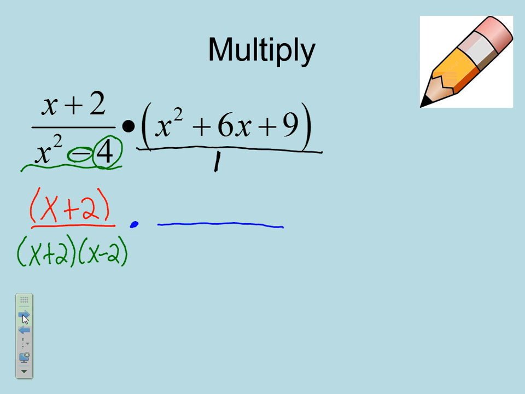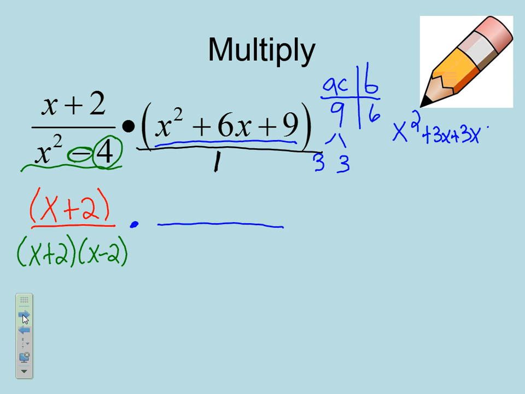Now this top one, 3 terms, so we're going to use the AC method. On this one right here, AC method, A times C has to add up to B. So I have 9, it has to turn into a 6. Well, 3 times 3 is 9, 3 plus 3 is 6. So I have x squared plus 3x plus 3x plus 9. Plug that into the box. X squared, 3x, 3x, and 9.